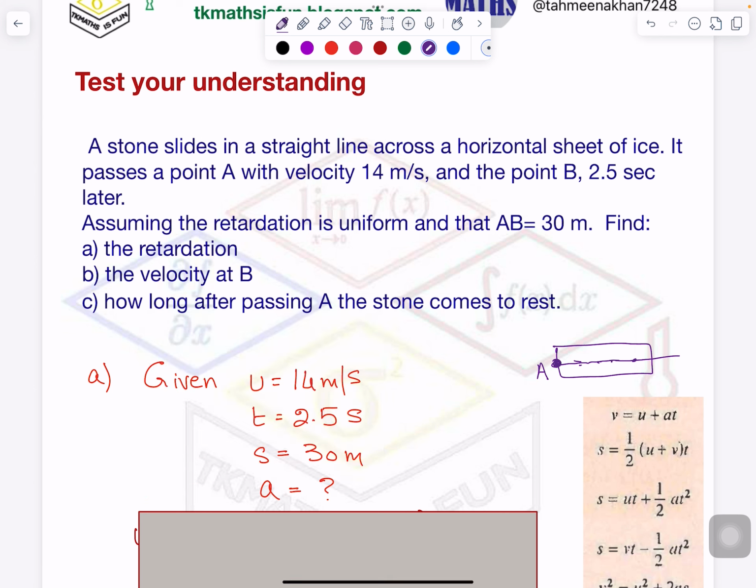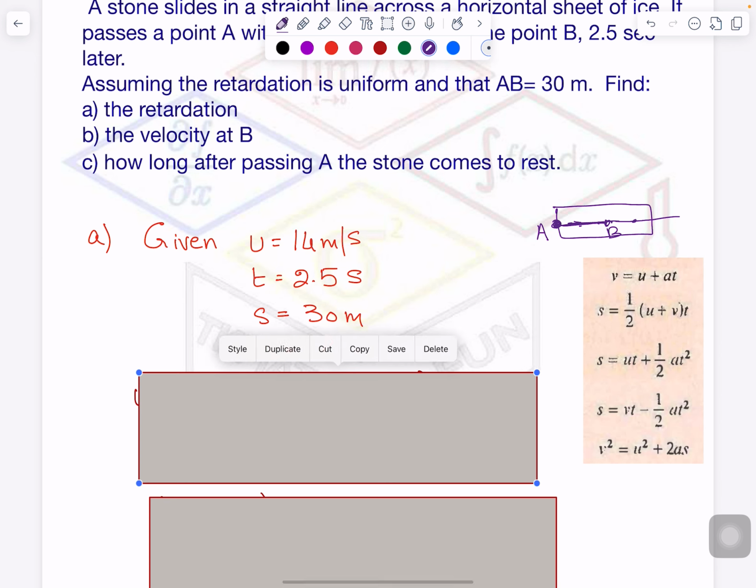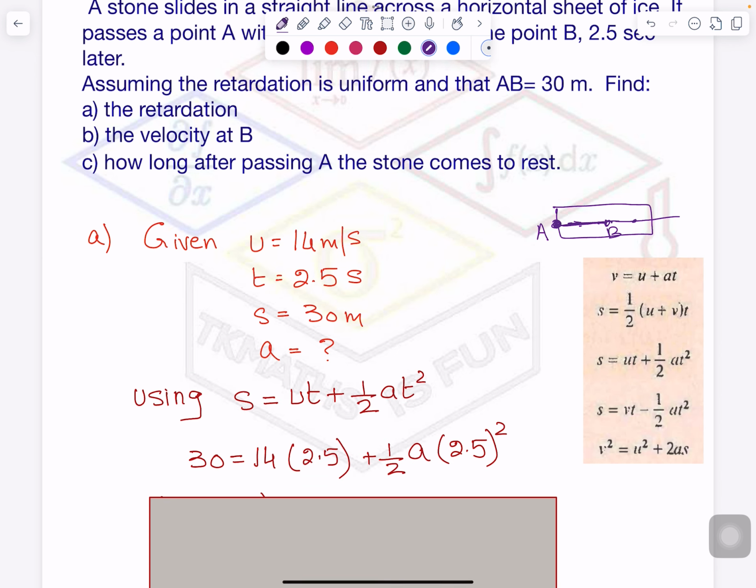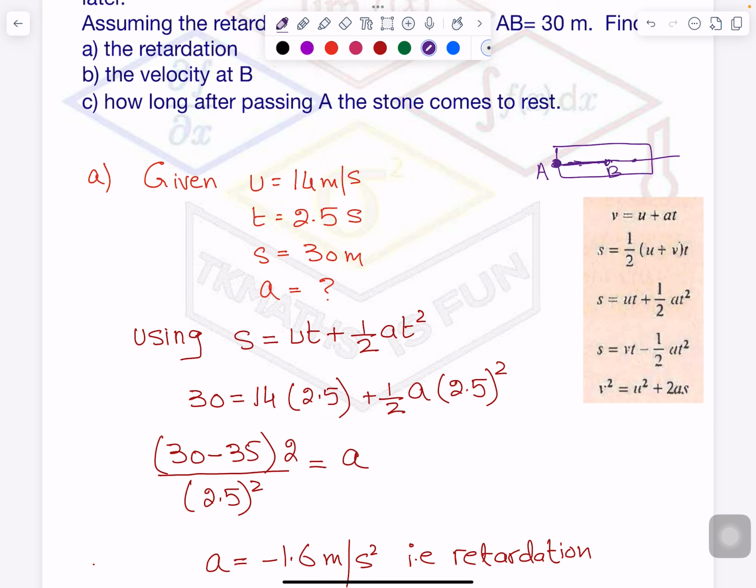So let's see here. For the first part, this is the information given to me. Suppose this is B. So this distance given to me is 30 meter. I have to find out the acceleration. So which formula will you use? Absolutely right. S is equal to ut plus half at square, and then you will get your acceleration, which is minus 1.6, or you can say retardation is 1.6 meter per second square.